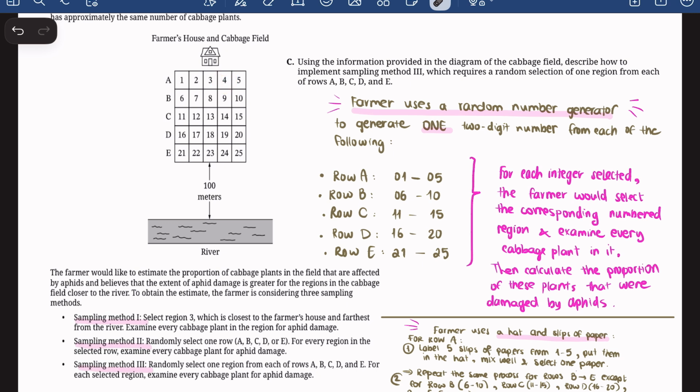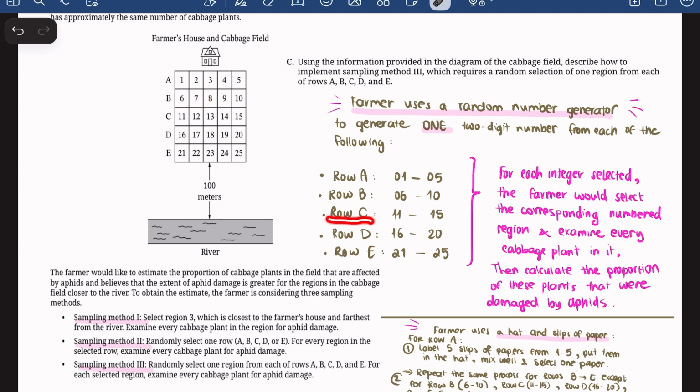It means for this integer that the random number generator selected, the farmer is going to select the corresponding numbered region, okay, and examine every cabbage plant in it. We're going to do the exact same thing. You're going to repeat the process for all the rows, for row B, C, D, and E. For row B, you're going to ask the random number generator to generate for you a number between 6 and 10. So let's say it generates the number 7. Okay, so therefore the farmer would have to select region 7 and examine every plant in it.